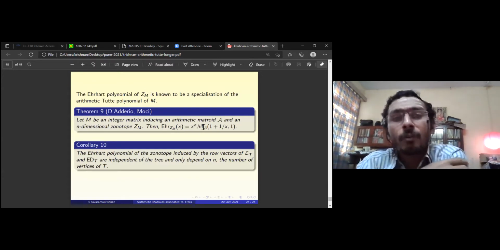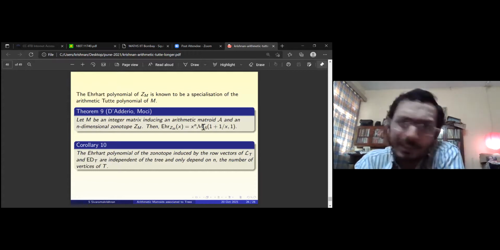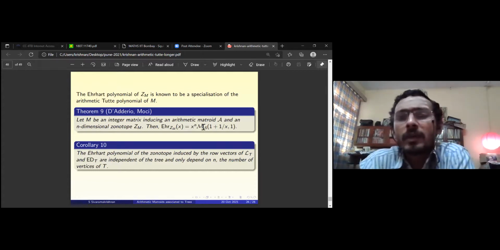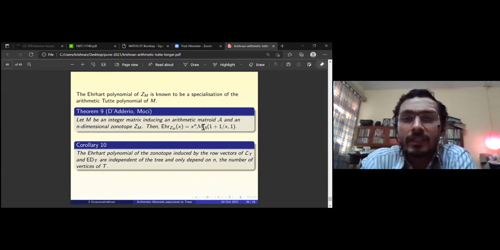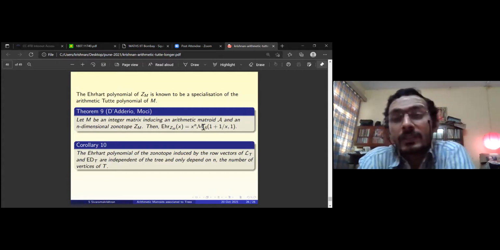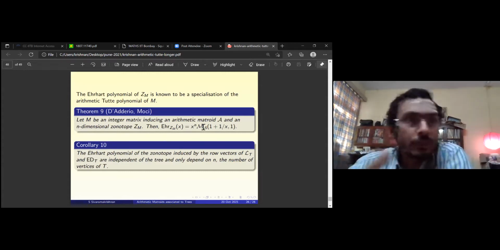So by this theorem, we get this corollary, the Ehrhart polynomial of the zonotope. That is, a zonotope is just a polytope, the Minkowski sum, induced by the column vectors. You can do this for L_T and EDT. Both are independent of the tree and only depend on the number of vertices n in the tree. So these are just some corollaries.